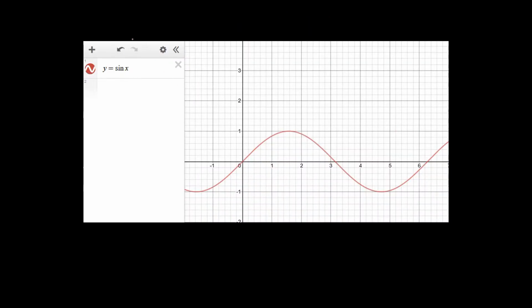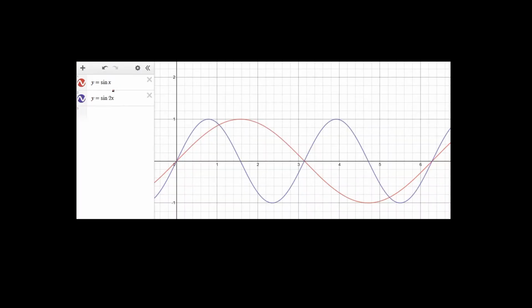Here again is regular old sine of x. And now I'm going to multiply x by a number. I'm going to multiply it by 2. So here's sine of 2x, the blue line. And now notice the blue line no longer has the same period. So the blue line starts at 0, it goes to its peak, it goes to its valley, and then right here is where the period ends. This is the period for the blue line.